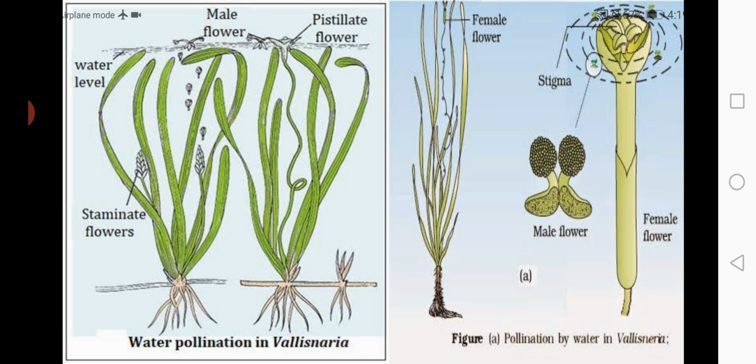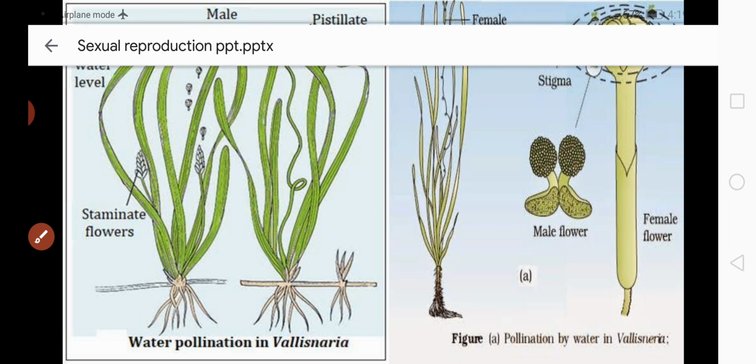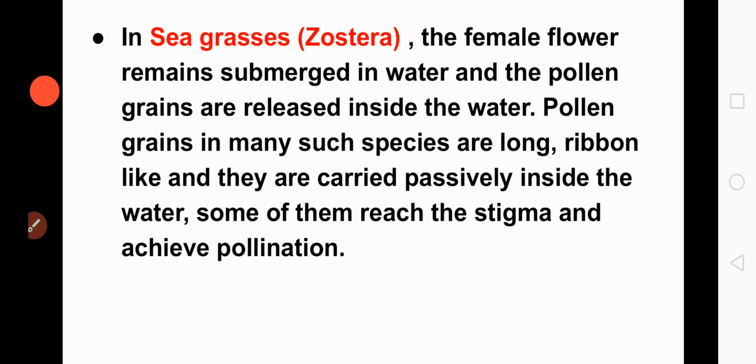Understood? But in seagrass, that means in Zostera, the female flower remains submerged in water, and the pollen grains are released inside the water. Whereas in Vallisneria, the female flower reaches the surface of the water, and the male flowers or the pollen grains are released onto the surface of water.